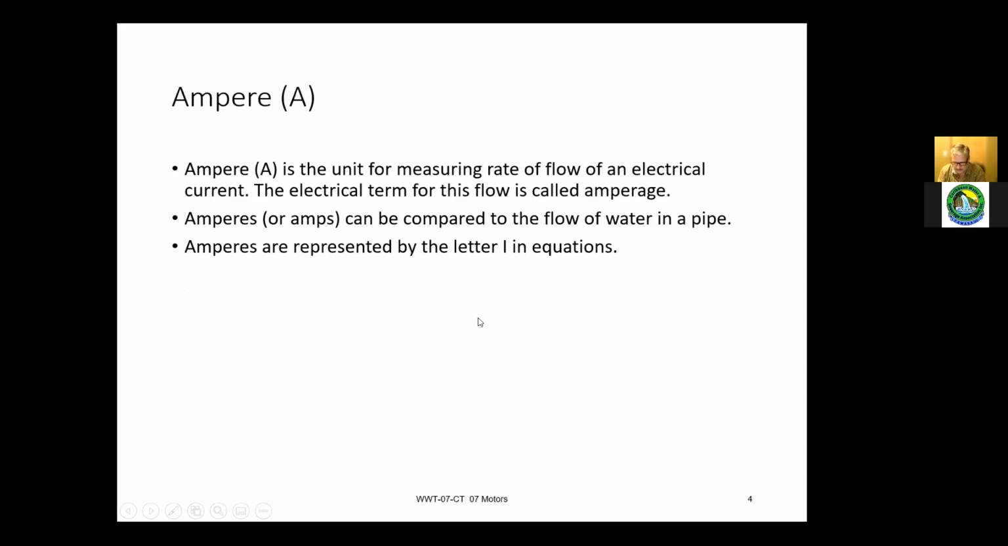So amperage is the unit for measuring the rate of flow. So it's kind of like the water flowing through a pipe. As the electrical service moves along, the amperage is the flow through those lines.